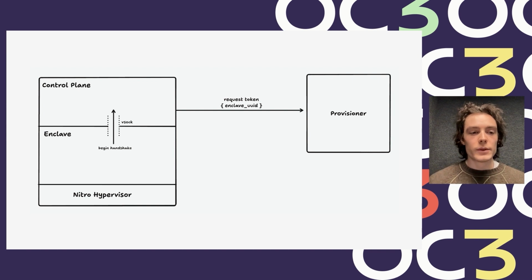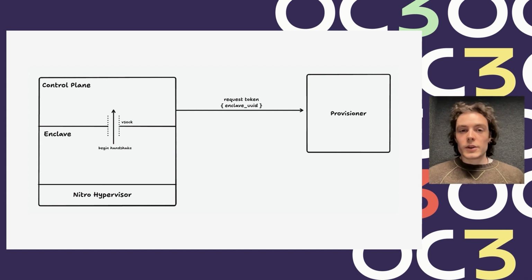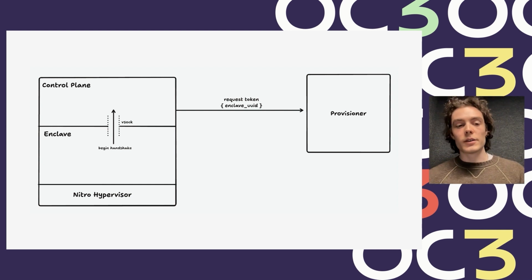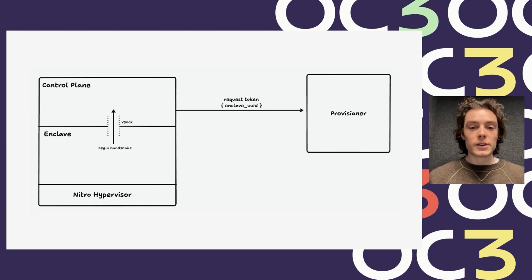So as the enclave boots its process, it sends a message to the control plane process running on the host to begin the startup handshake. When the control plane process receives this message, it sends a request over an MTLS connection to the provisioner, and that includes the enclave UUID. The provisioner is just a pretty simple REST API that has access to a read replica of our deployments database for enclaves.